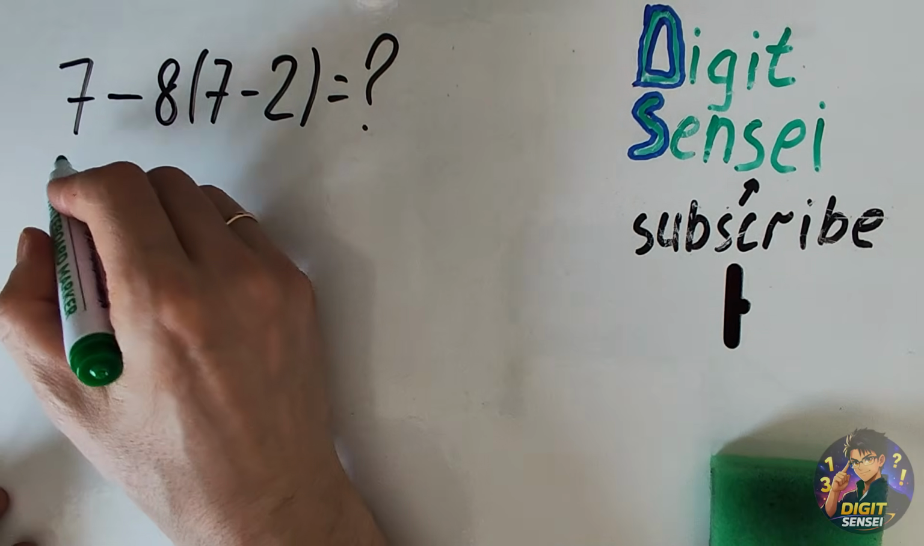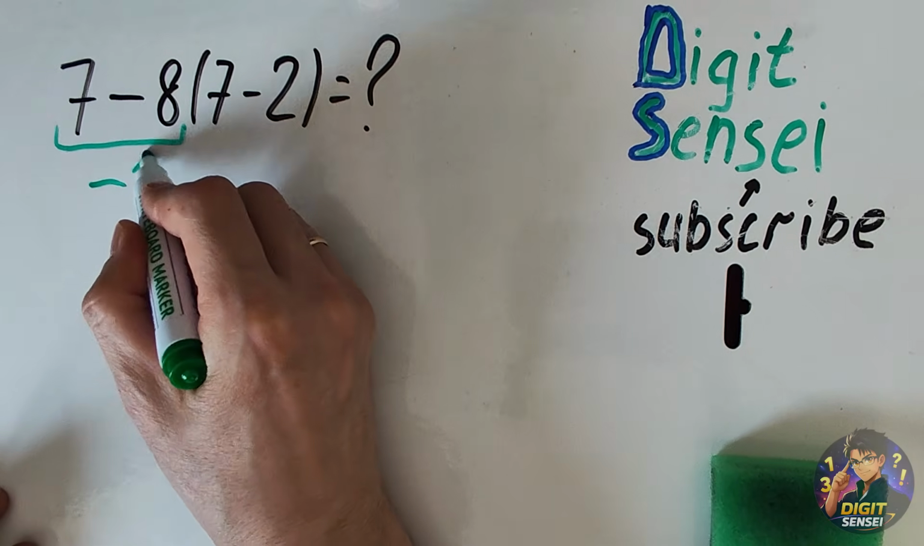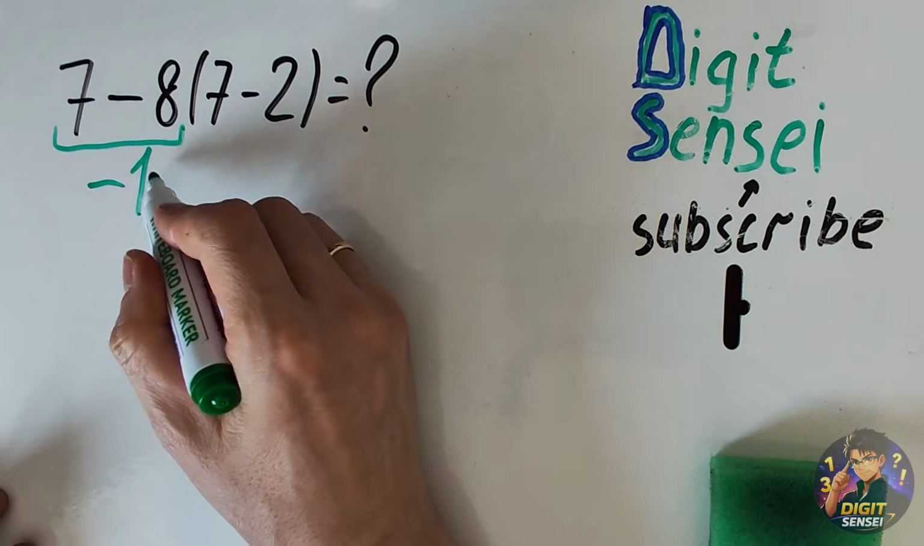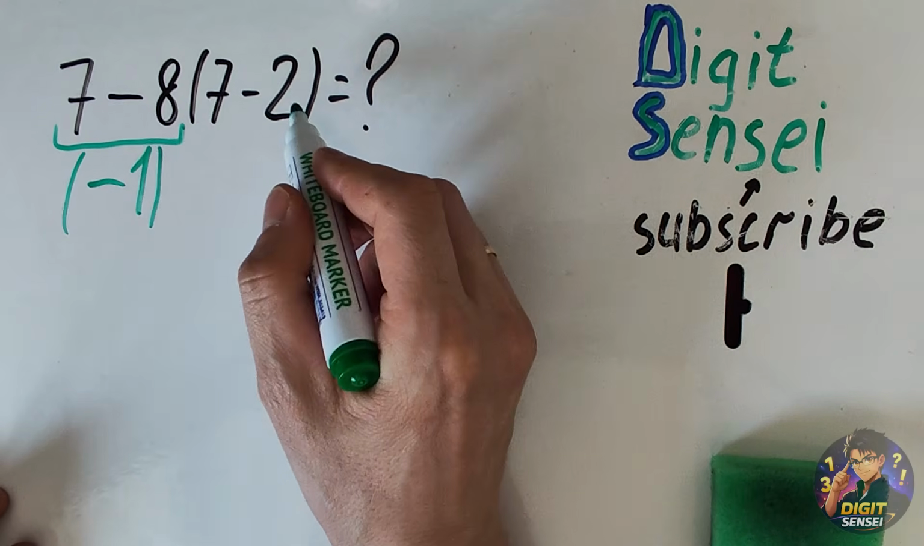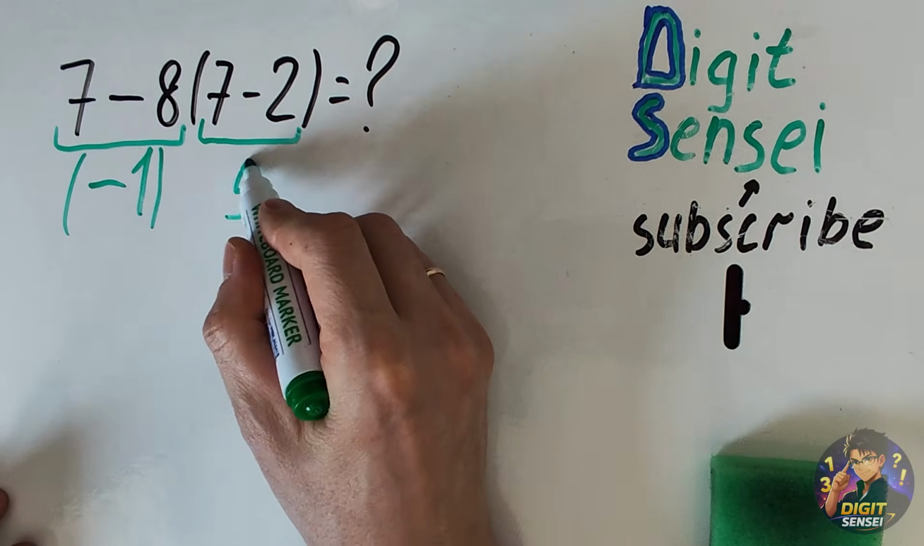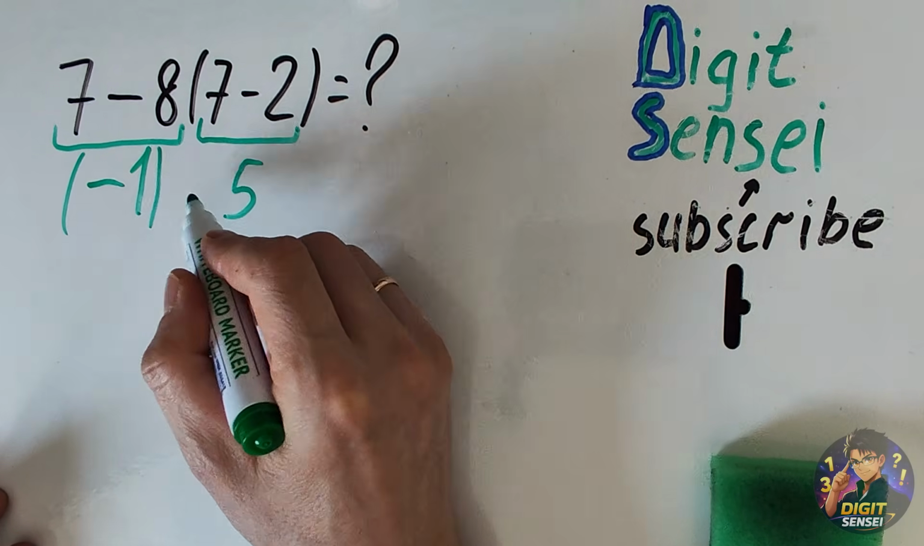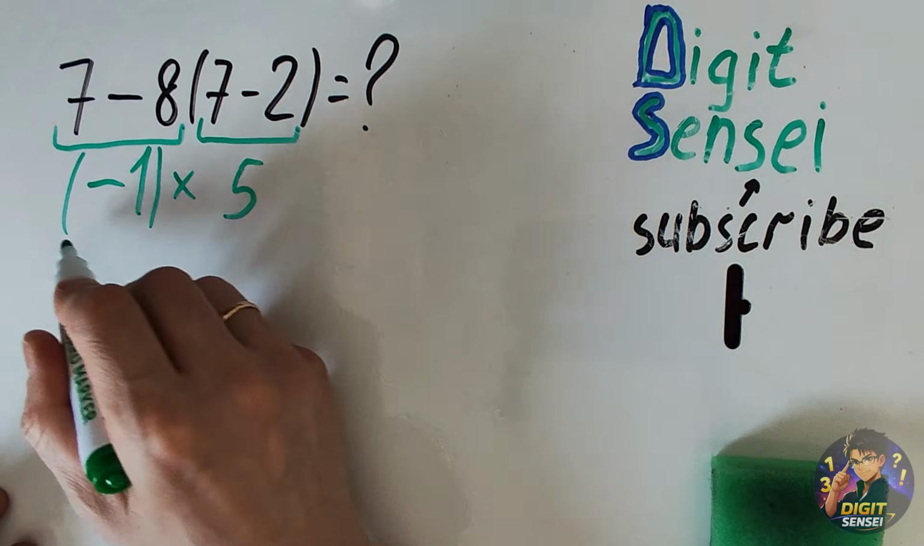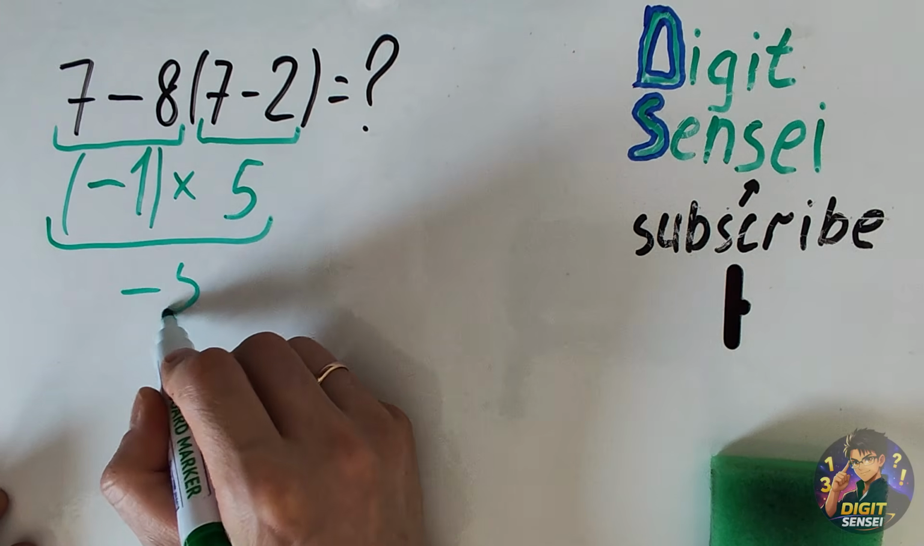7 minus 8 gives us negative 1. And here inside this parenthesis we have 7 minus 2, which equals 5. So negative 1 times 5, which equals negative 5.